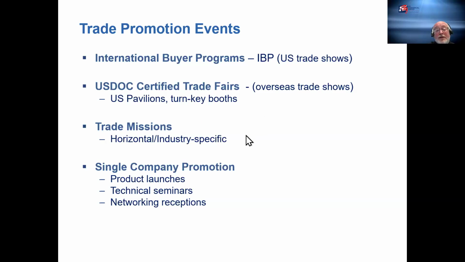Hopefully in the future, we'll get trade mission work refunded. And we have a grant that helps support that. That's just dormant at the moment, but hopefully that'll come back in the future. So come look back here occasionally to see if we've got any programs in the trade event section of our website. And then we have a tool or a service we call the single company promotion.